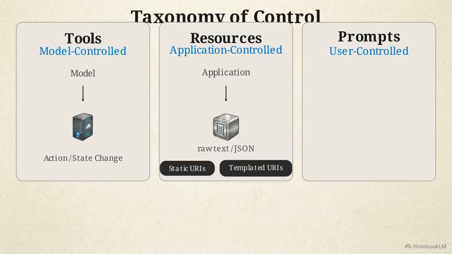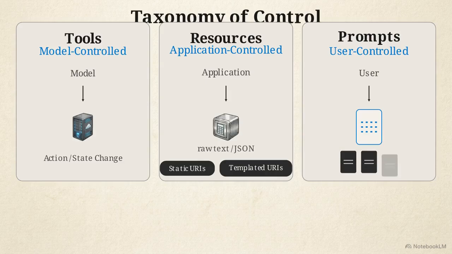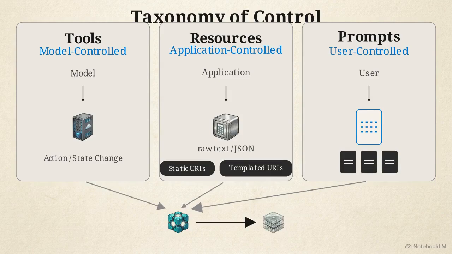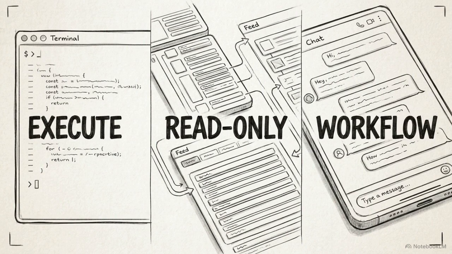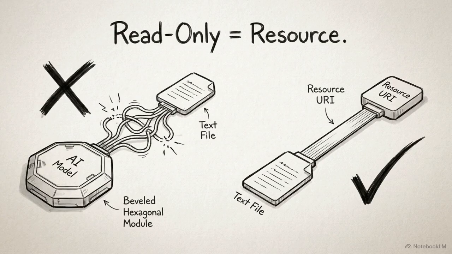Column 3 outlines the final primitive, prompts. Prompts are user-controlled mechanisms. They act as pre-crafted instruction templates, standardizing how users execute repetitive workflows. You use a tool for a model-driven action, a resource for application-driven data access, and a prompt for user-driven instructions. The architectural rule of thumb is to never build a model-controlled tool to read static data if you can expose it as an application-controlled resource.